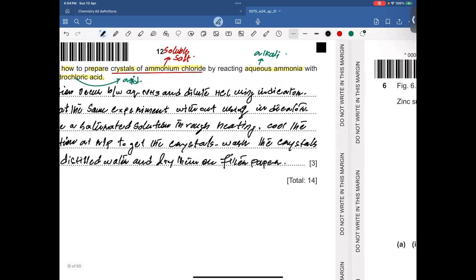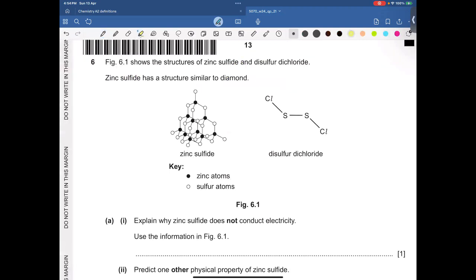Next question, question number 6. Figure 6.1 shows the structure of zinc sulfide and disulfur dichloride.